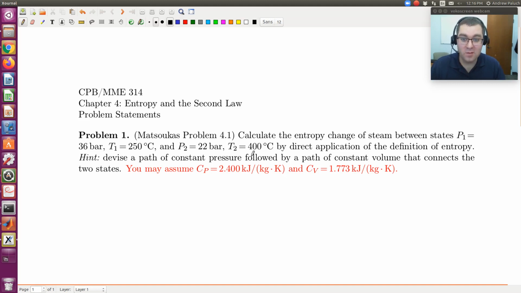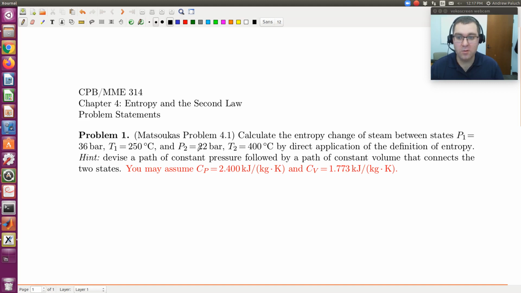Entropy is a state function, right? So in theory, since my initial and final state are defined, since I know T and P in both, if that point was in my steam tables, I could just look up the value of entropy in the two states and compute the change in entropy as the difference. But here, it's suggesting that we construct a thermodynamic path from initial state to final state, calculate the change in entropy for each of those paths, and then add them together to get the overall change.